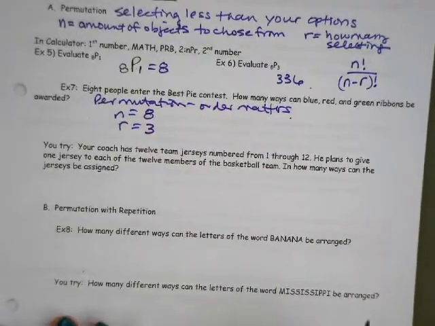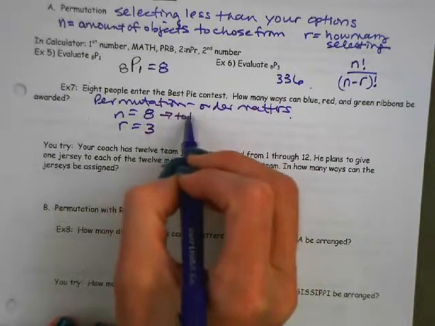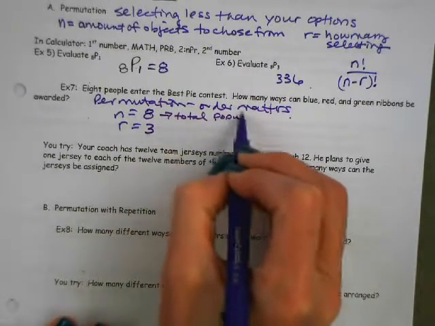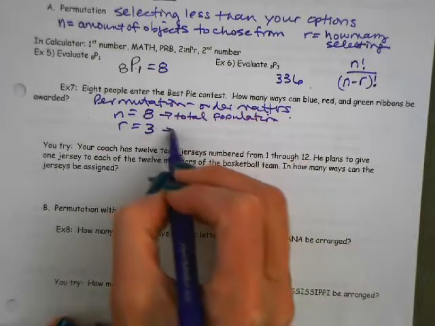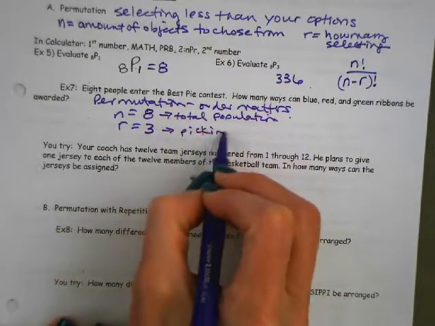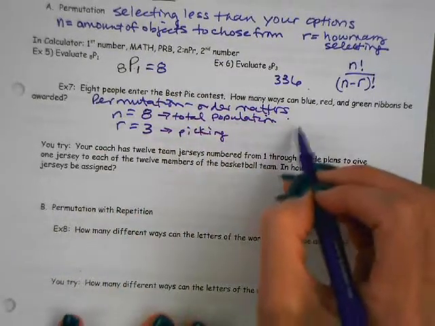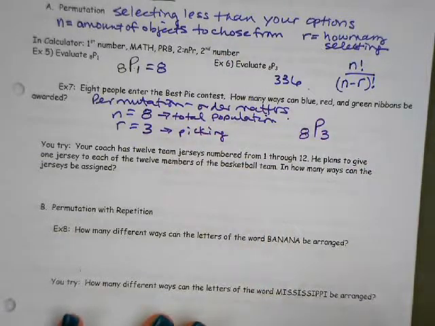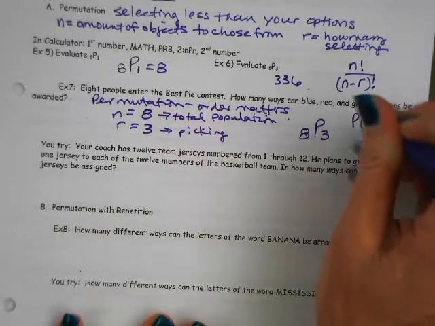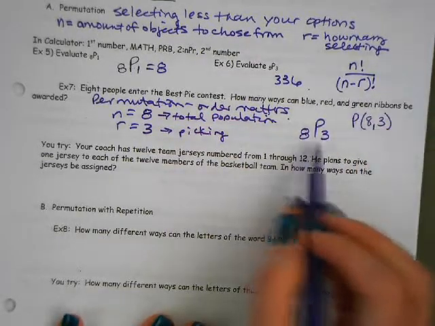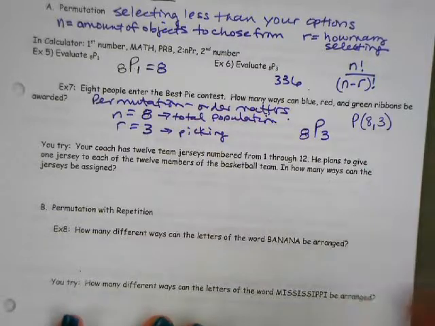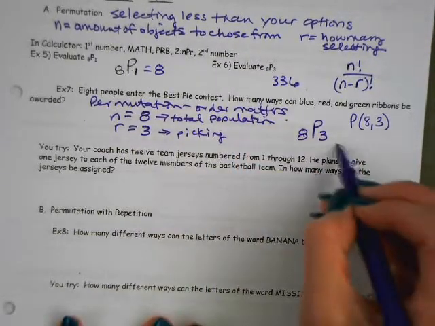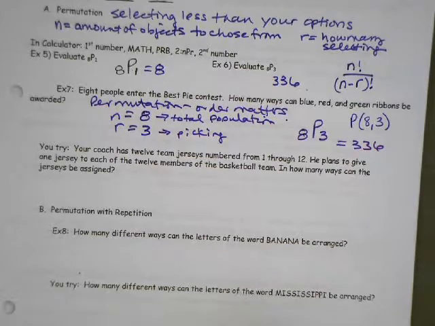Okay? So this is my total population. And then this is what I'm picking from. Picking 3. So I could rewrite this as 8P3. Or I could do it as P, 8, 3. And then it still goes into your calculator this way. Okay? So at that point I would just plug in what we just did up here. And so you should get 336 possible ways that those 8 people can get selected and have 3 ribbons. Okay?